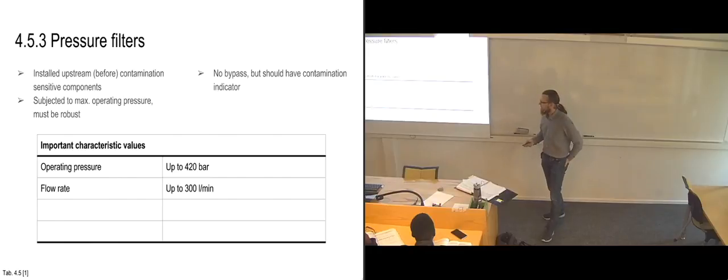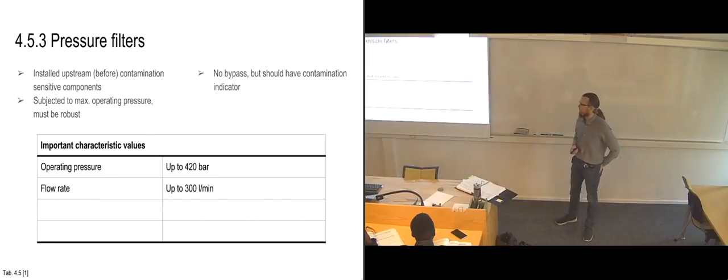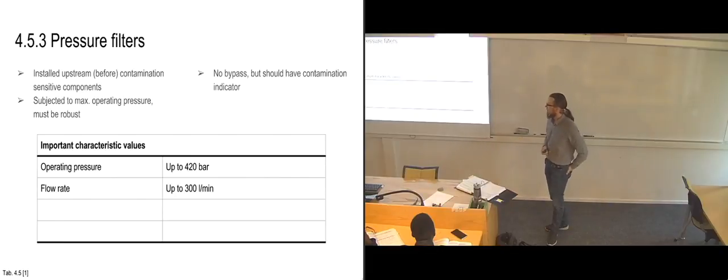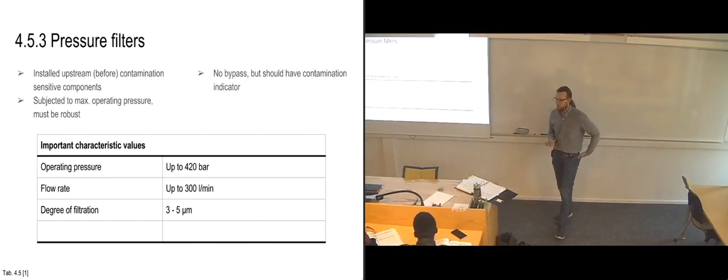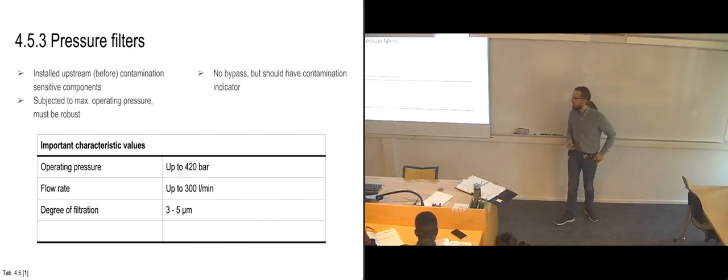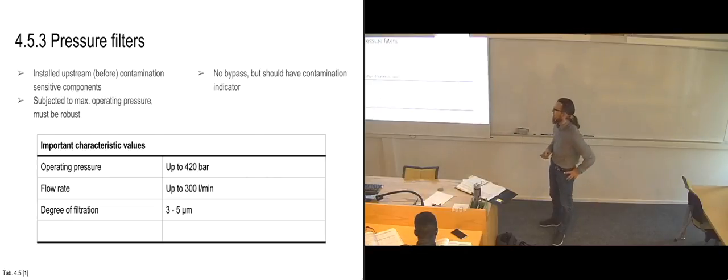Flow rates up to 300 liters per minute. That sounds reasonable. I don't think you can get much more than that from other manufacturers. A degree of filtration of 3 to 5 micrometers. So these are very fine filters. They can get most of the contaminants out of the fluid.